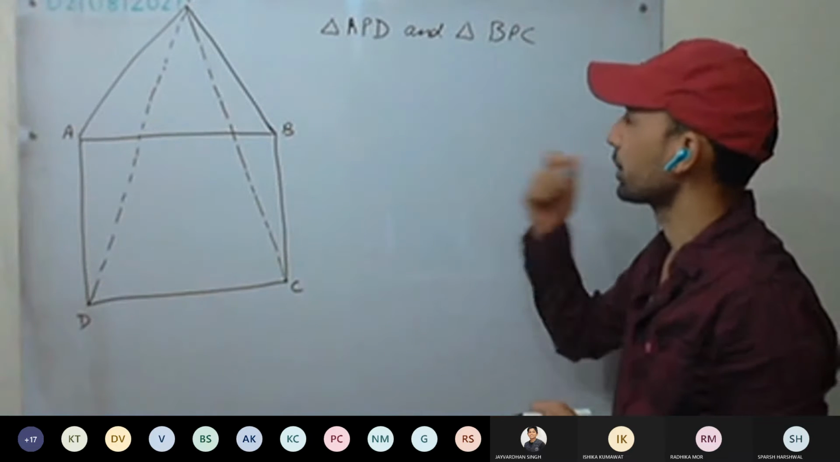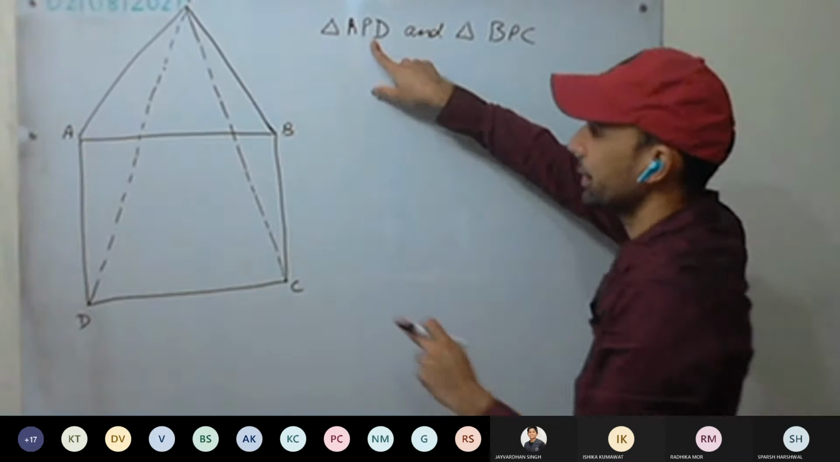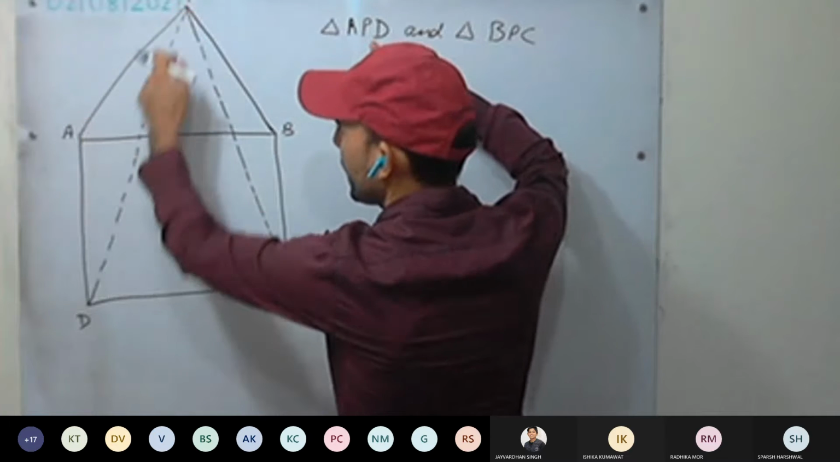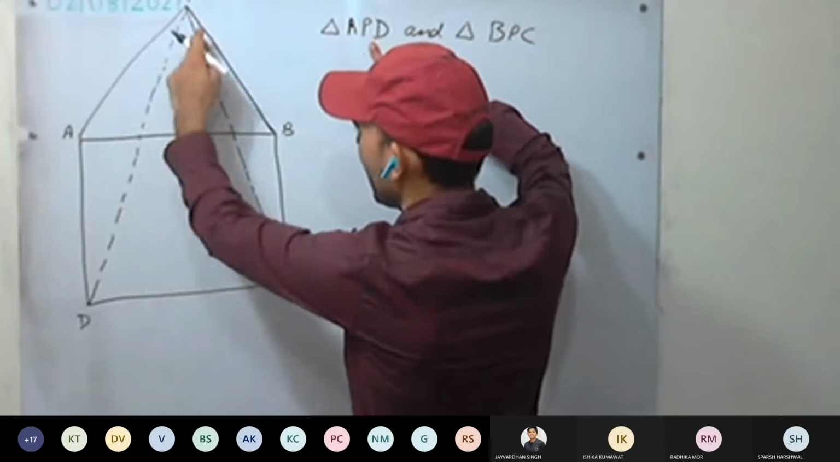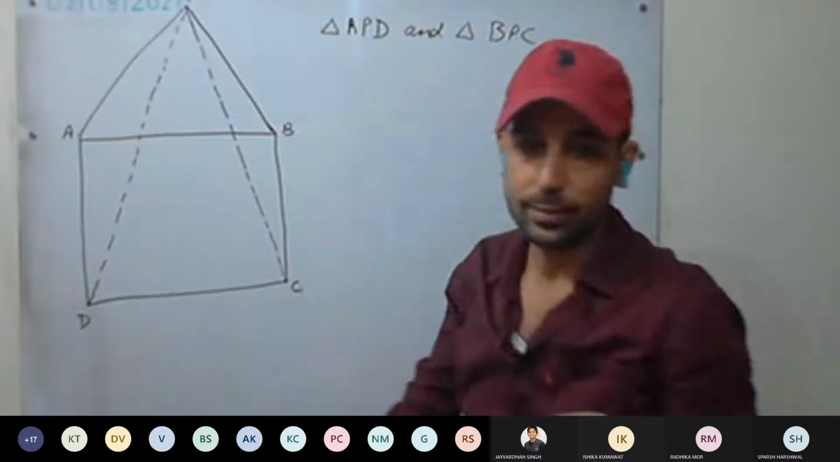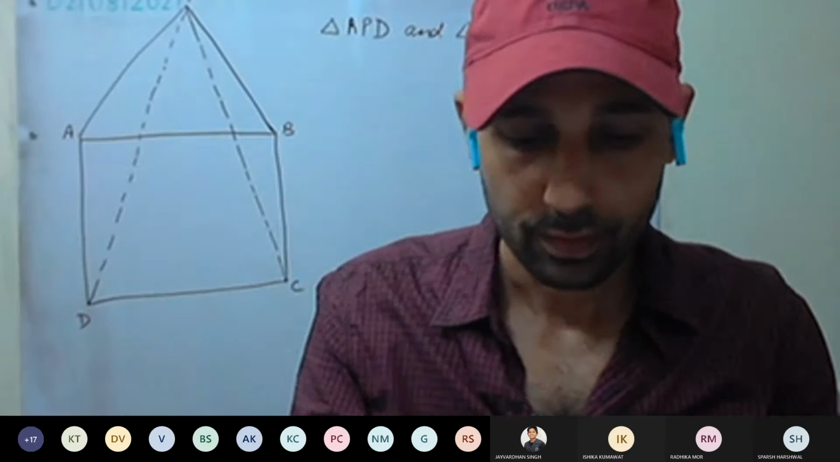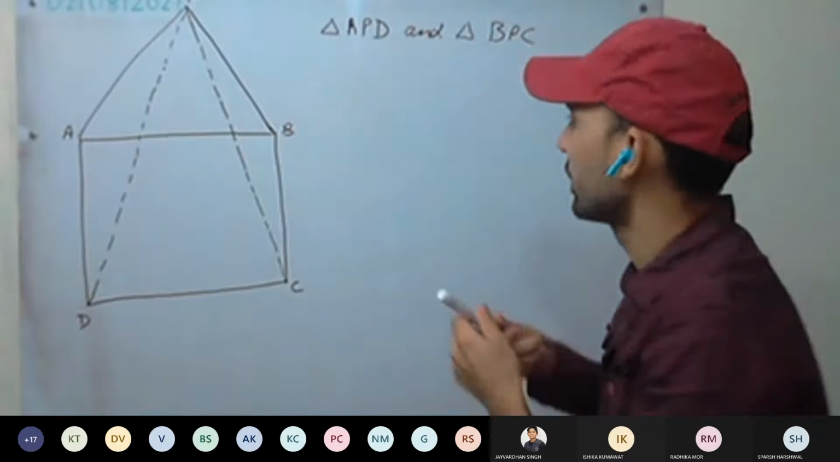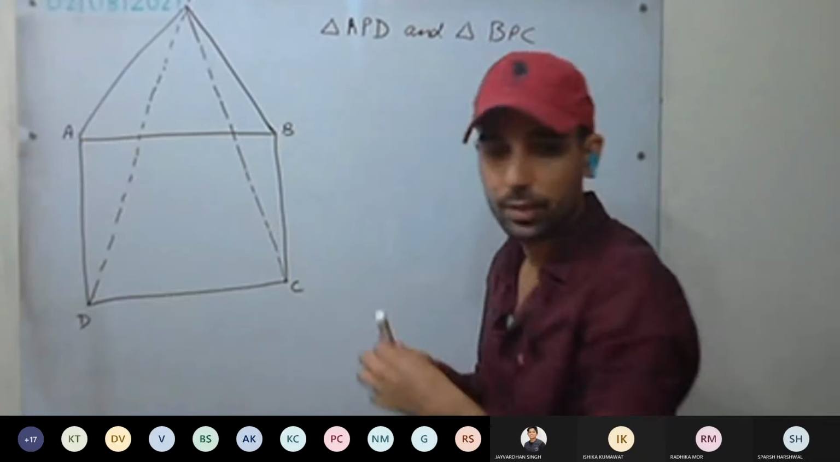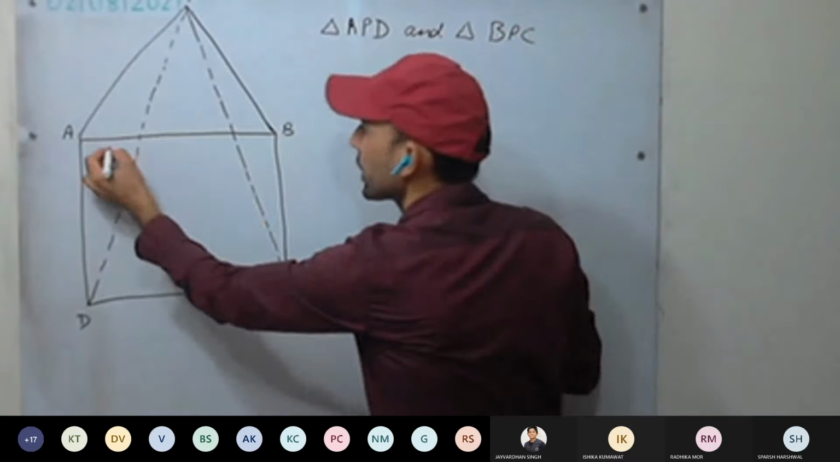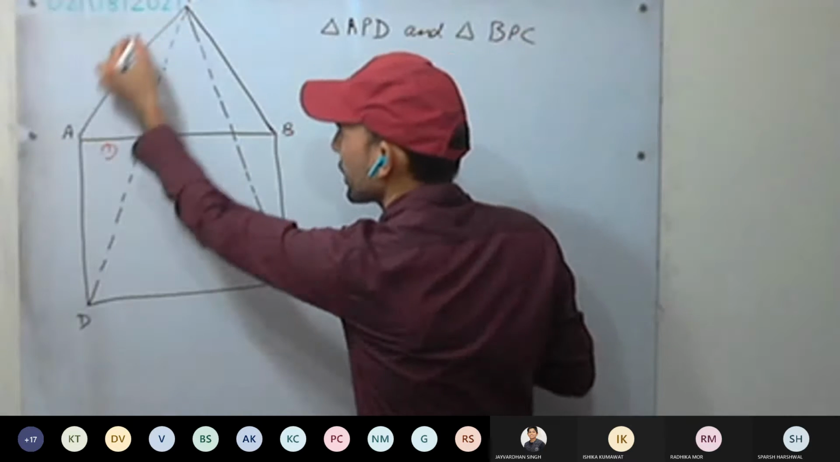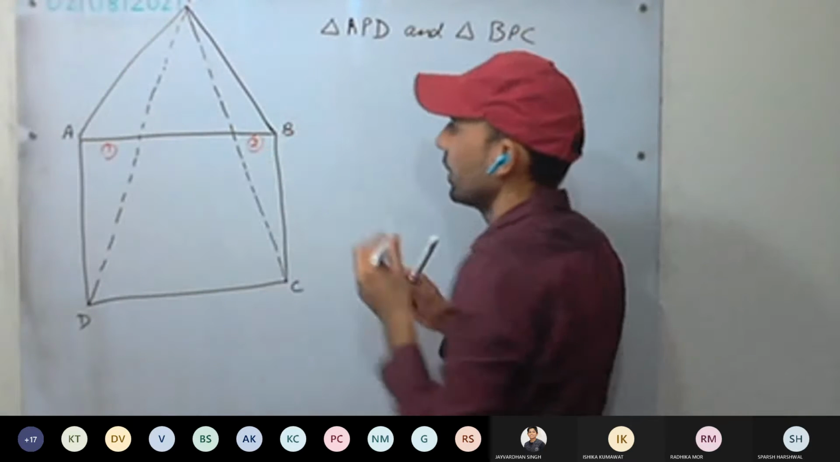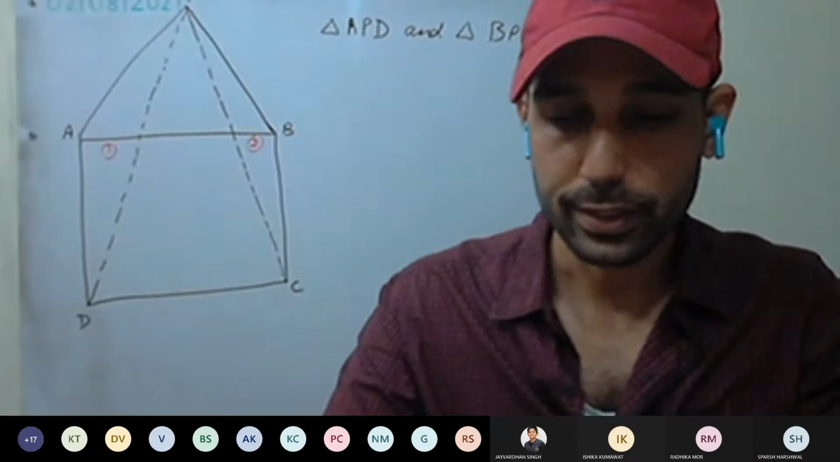How are you going to prove this time? Triangle APD, this triangle and this triangle. Okay, these two triangles you have to prove to be congruent. First triangle, this whole triangle and this whole triangle. So how can we prove them to be congruent?